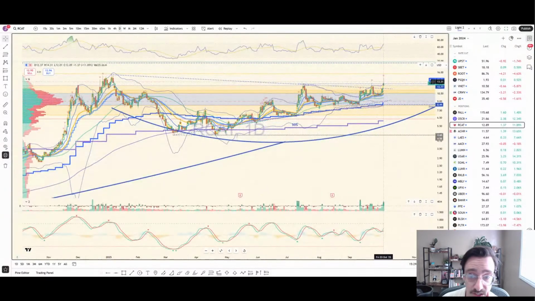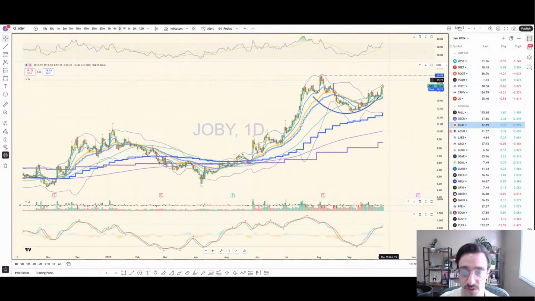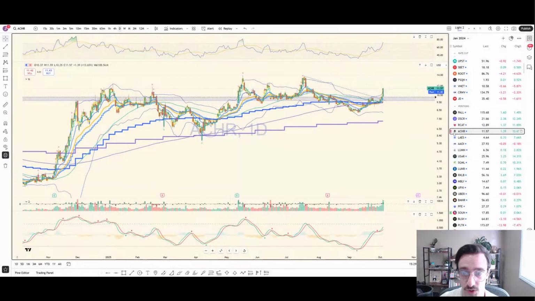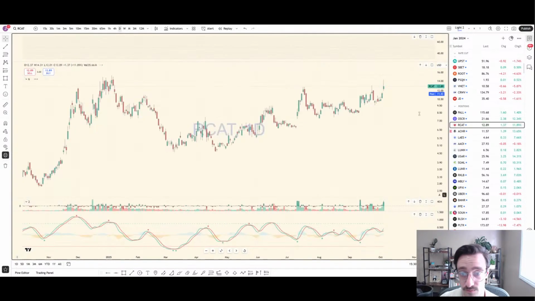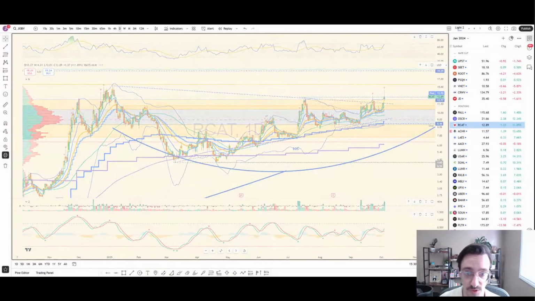This top wick has me worried. I've got to look at the rest of the sector. Joby looking a lot better. Archer somehow looking the best. Look at that. Look at that close. That's beautiful. So Archer should be good to 14. Marcat should be good to 16-ish, 15.50, 15, if they do stick the move. Joby should be good for new all-time highs.